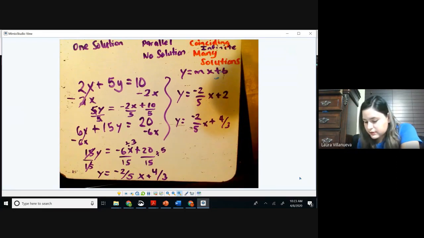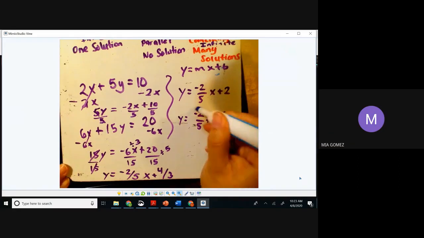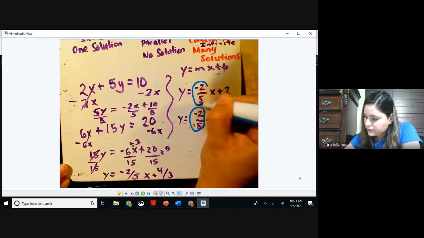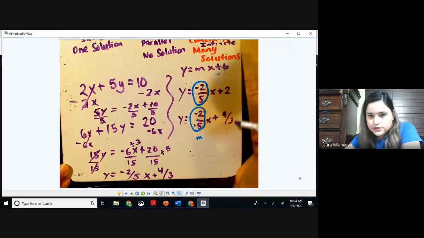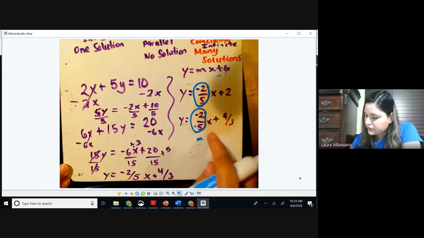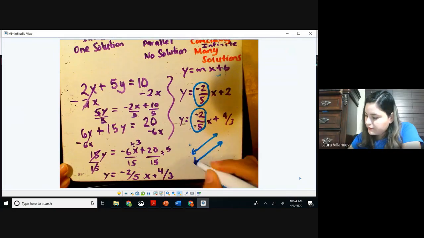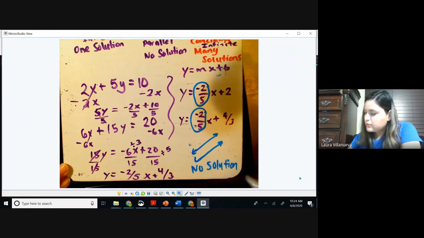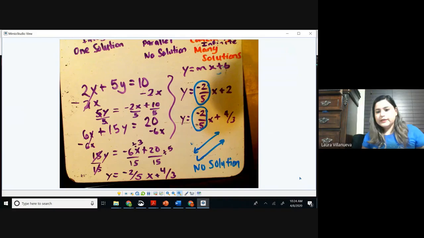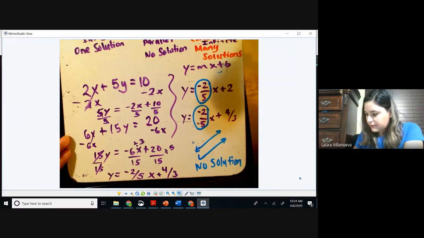What do you notice? That it has the same slope. It has the same slope, but these are different. So what kind of lines are you going to have? Parallel. Parallel, very good. So therefore, it is no solution. Okay? And that's it for that one. Let's do another one. I'm going to do one of each, and then I'm going to stop it, okay? So that's that one.